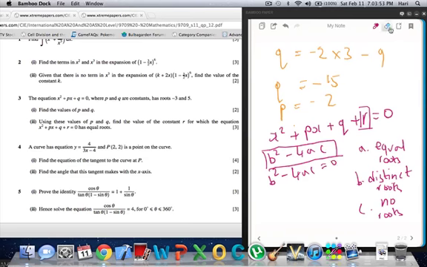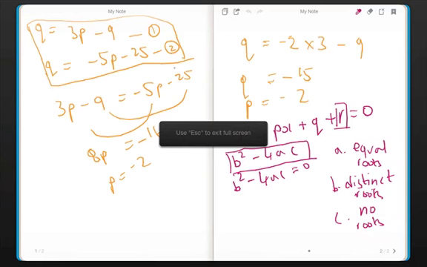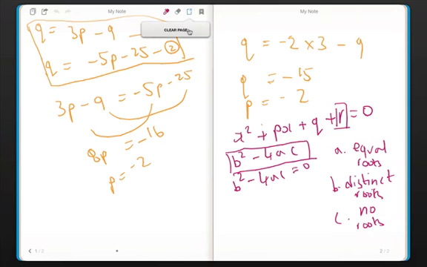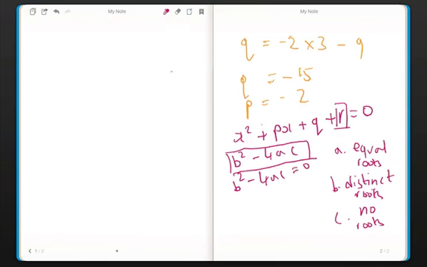We'll make this full screen. Don't think you guys can see this properly. We'll clear this part. And for distinct roots, b squared minus 4ac must be greater than 0. For no roots, b squared minus 4ac must be less than 0. This is a key thing to remember. In this case, we will stick to the A part, that is equal roots, because that's what the question says.